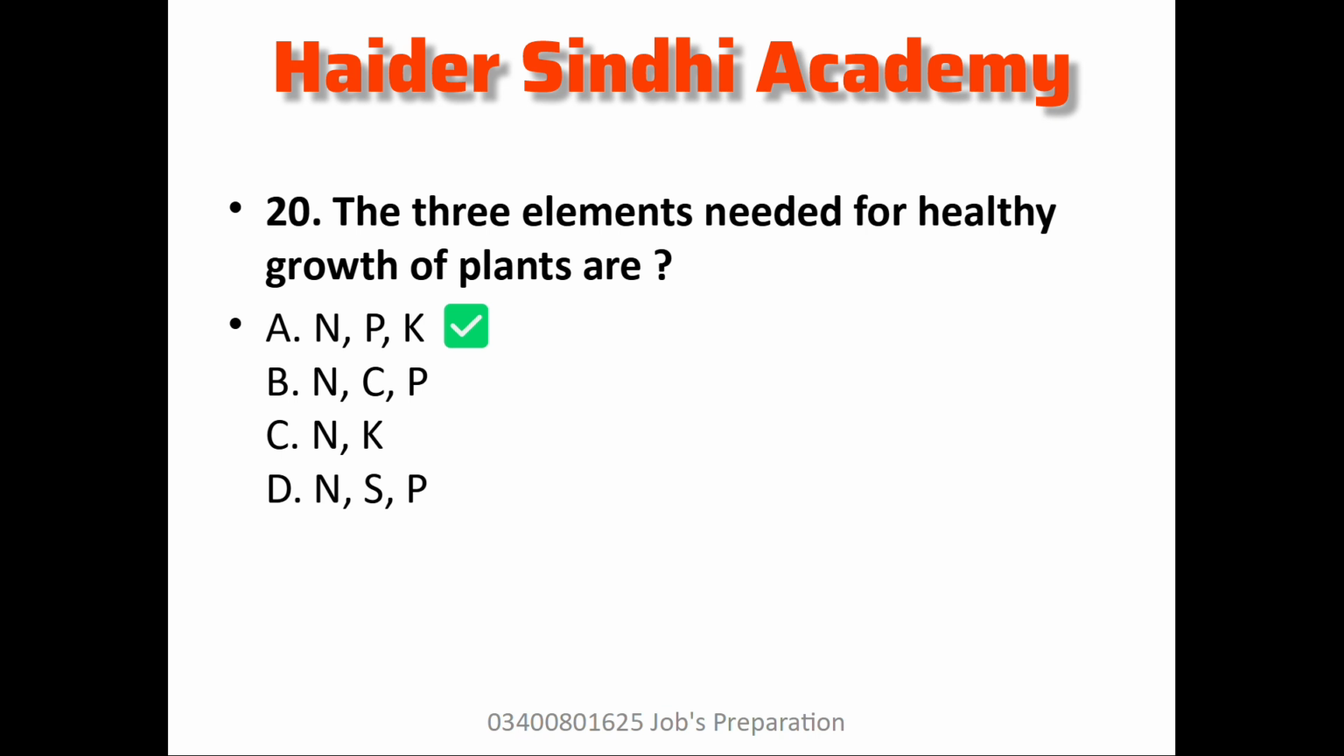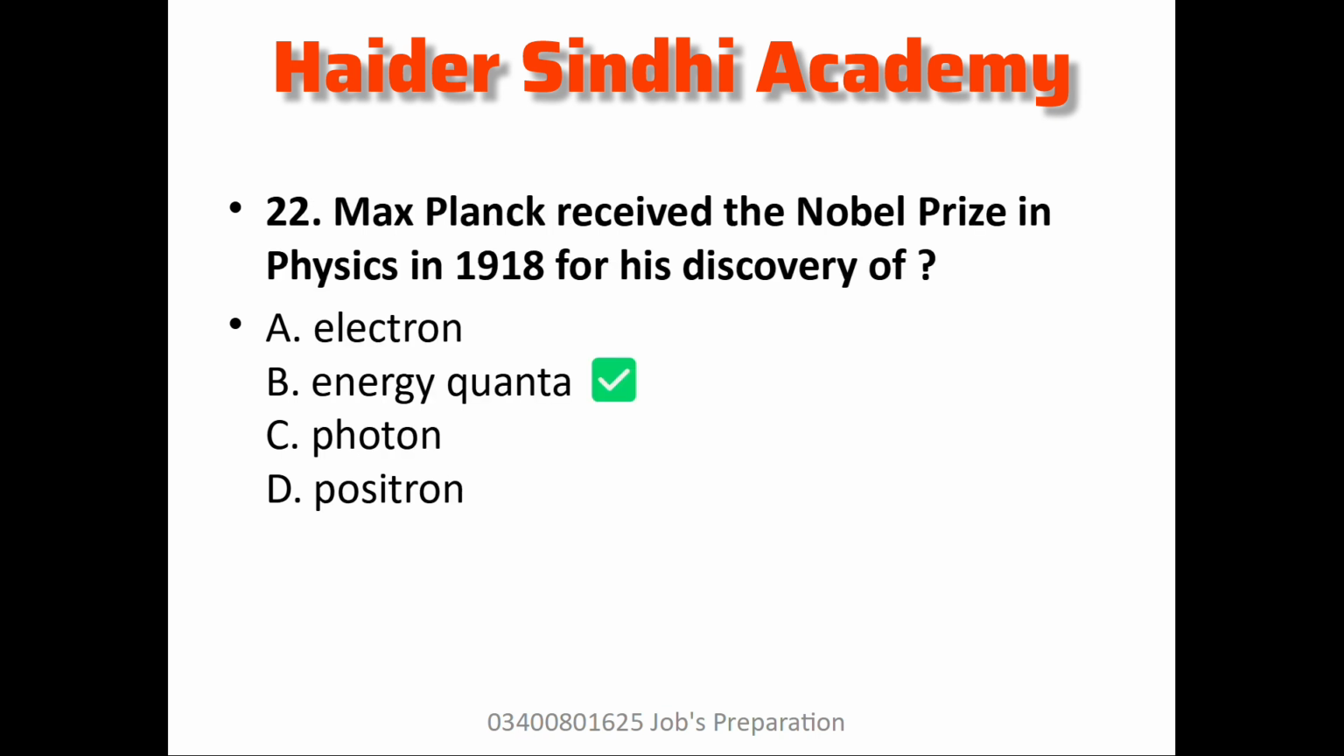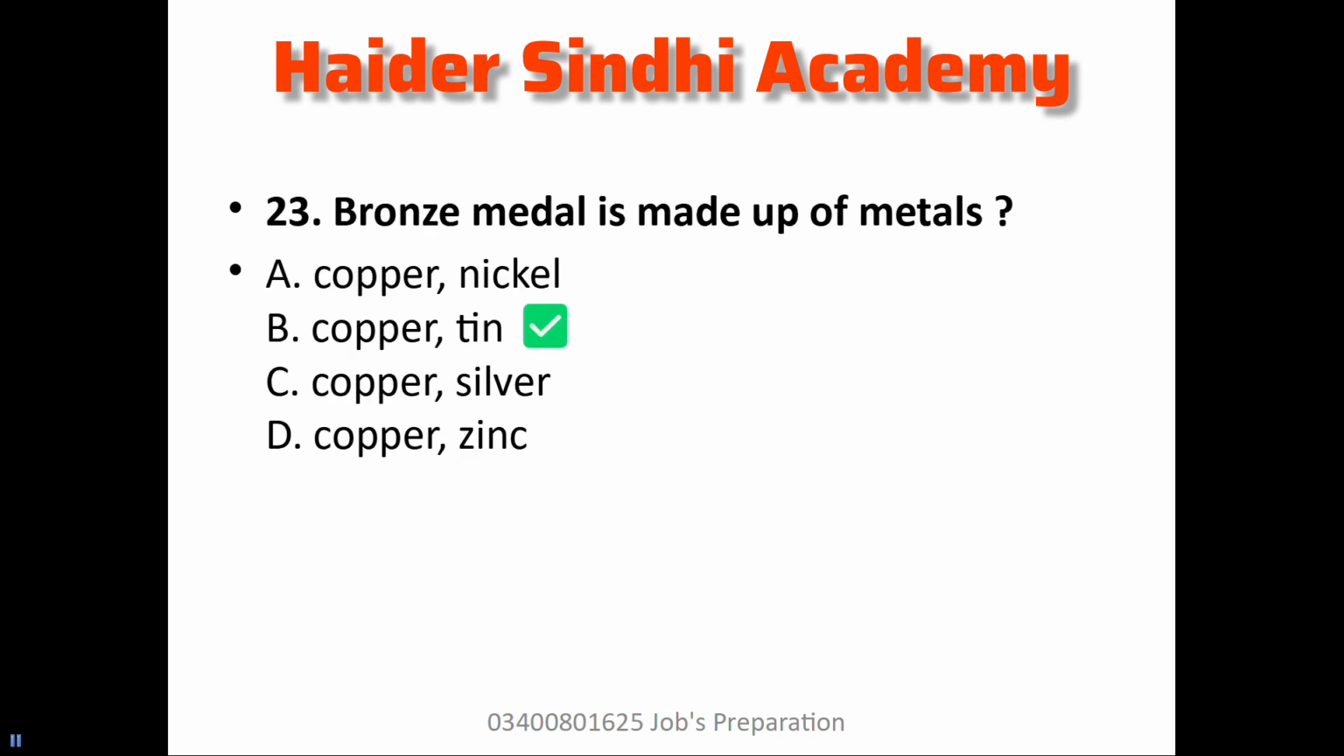N is for nitrogen, P for phosphorus, K for potassium, very essential elements for the growth of plants. Max Planck received the Nobel Prize in Physics in 1918 for his discovery of energy quanta. Option B is the correct option. Bronze medal is made up of dash metal. It is made up of copper and tin metal.